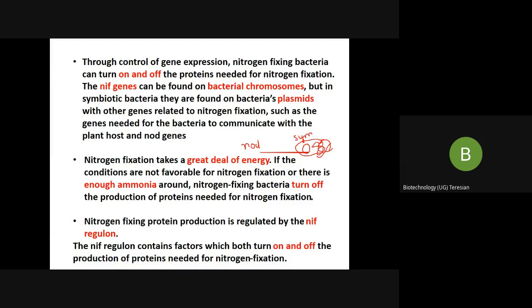So all nitrogen fixing bacteria can turn on and off the proteins needed for nitrogen fixation. The NIF gene can be found on the bacterial chromosome, but in symbiotic bacteria, they are found on the bacteria's plasmids, along with other genes related to nitrogen fixation, such as the genes needed for the bacteria to communicate with the host plant, and that is called as the NOD genes. Now this nitrogen fixation, I told you that it is a very expensive reaction.